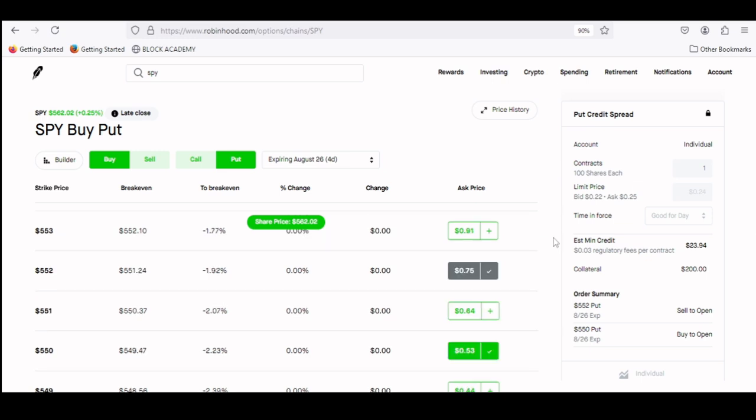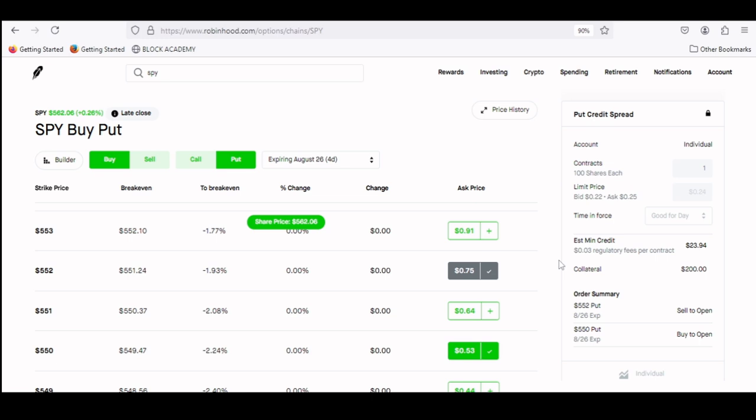Okay, come expiration date of August 26th, there are a couple of ways this trade could go. Ideally, what you want is that at expiration date, you want the SPY to be trading at any price above 552. Once that happens, then you get to keep your initial credit. That's yours to keep no matter how the trade goes, as I mentioned before. But now your $200 collateral is released back to you.